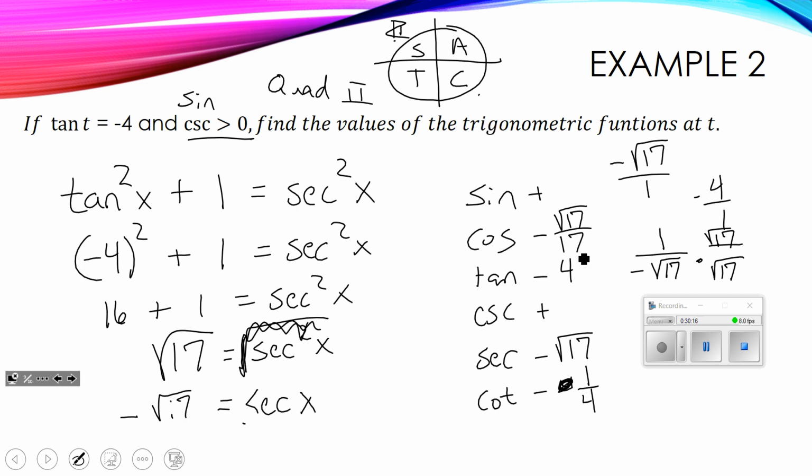Now, I still don't know how to get the sine and the cosecant. But I know all these others.